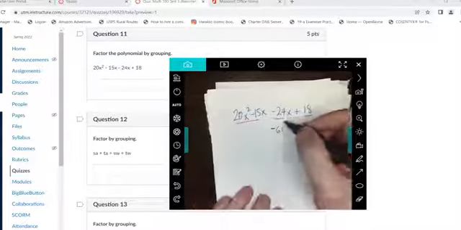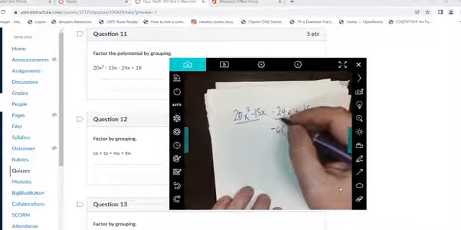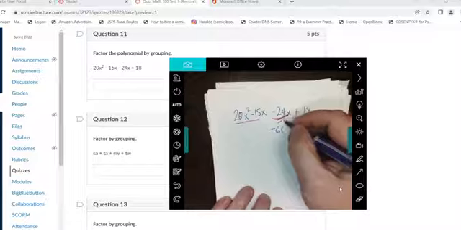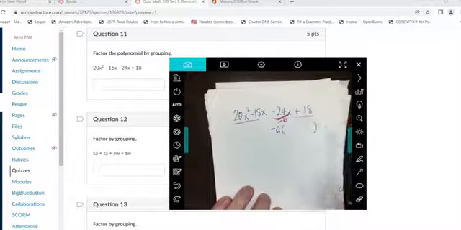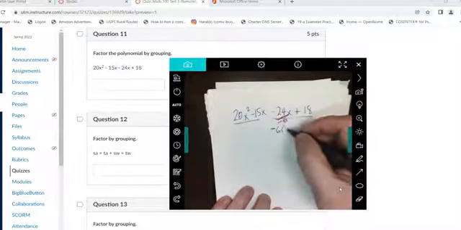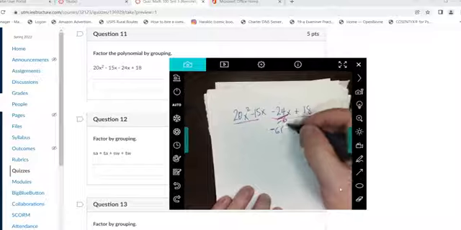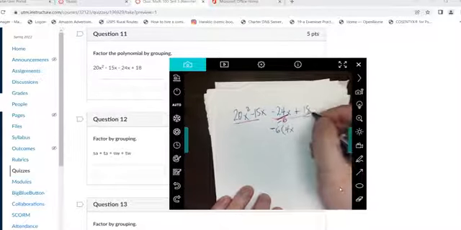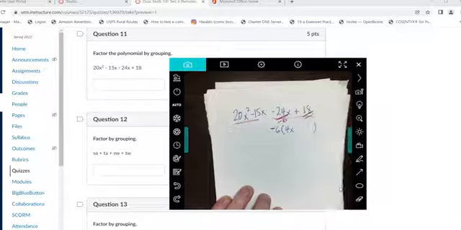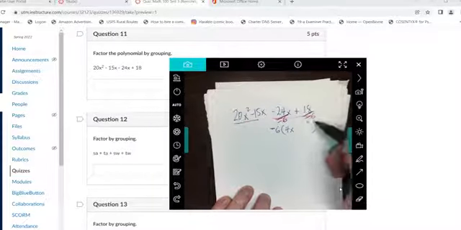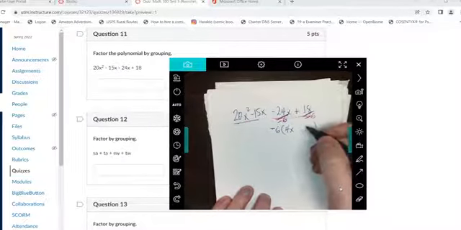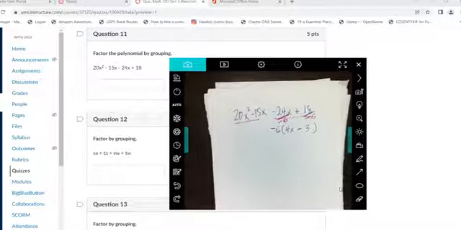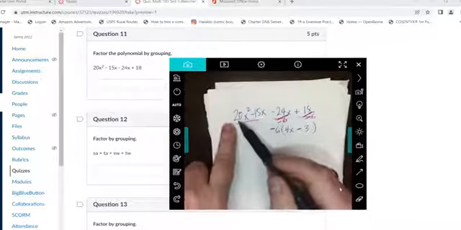So if the leading term is a negative number, pull out the negative. So what am I left with in here? Well, what's this divided by negative 6? That's going to be 4, positive 4x. And if I pull out a negative 6 here, that's going to be minus 3. Okay. And now what about these two?